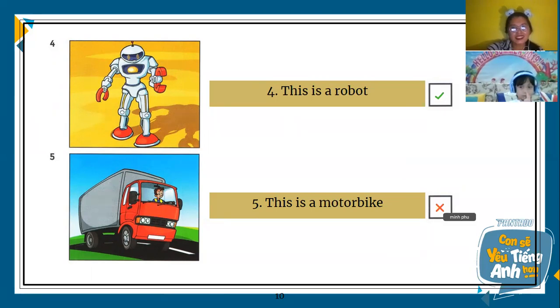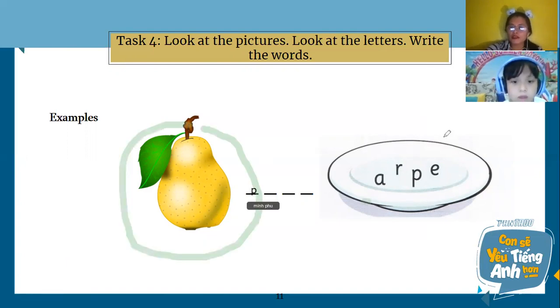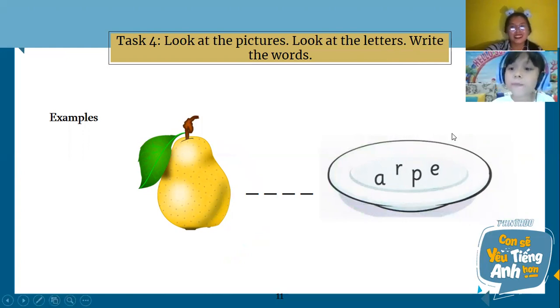Next is another one for task four. Try to look at the pictures. Look at the letters on the other side and write the words, okay? You will look at the picture here. After that, you will form a word out of the letters. Okay, by the way, it's an example. What is that? It's a pear. Do you understand? It's a pear.